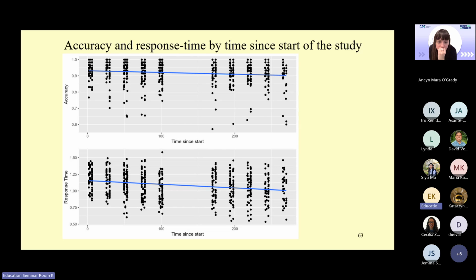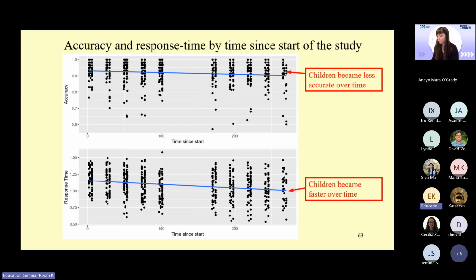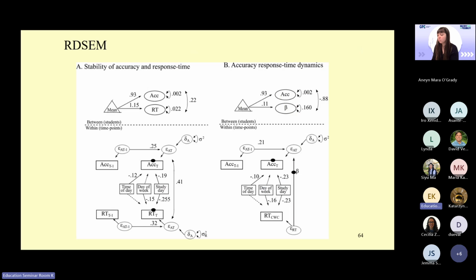If we then look at the test of the stationarity assumption, which means that there is no mean level change over time, we see that children became less accurate over time. So they didn't become more accurate, they became less accurate, but they became faster over time. So it could be that when they speed up, they make more mistakes. Then we run the models.